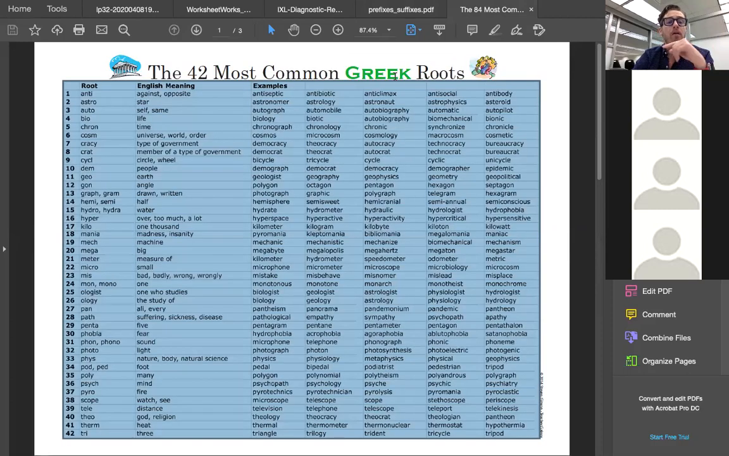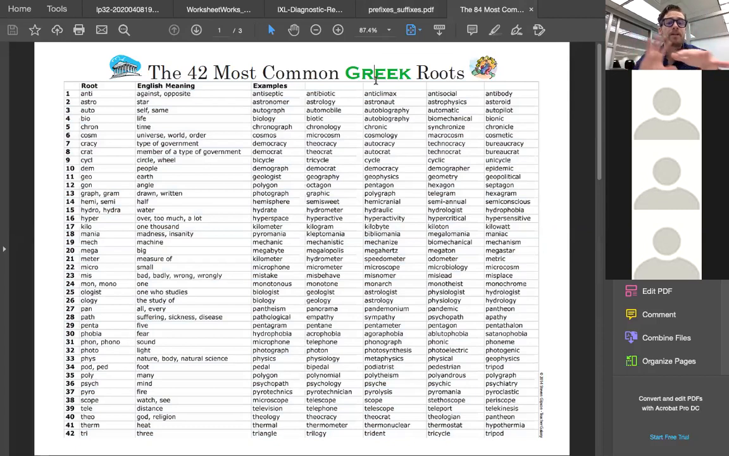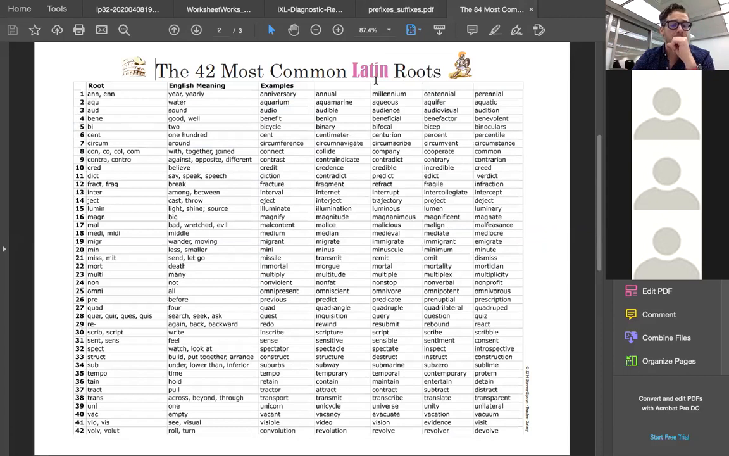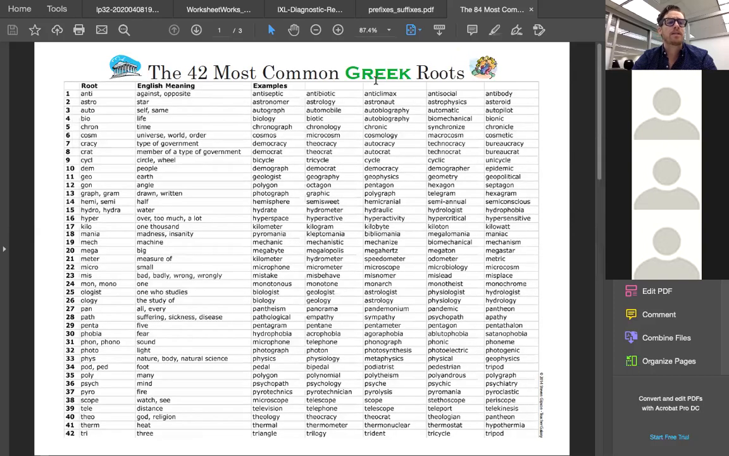So we have our 42 most commonly used Greek roots, and then our 42 most commonly used Latin roots. These are going to help us build meaning on those words that we don't know, along with our context clue skills, and really get some of these. So let's look at some of them. Again, we looked at anti, that means opposite or against, and they gave the example antiseptic, antibiotic, climax, things like that.